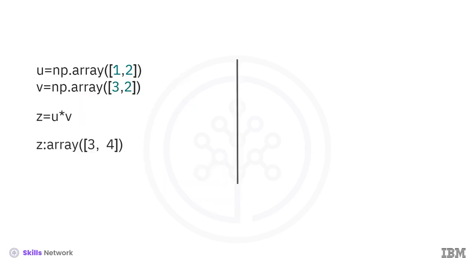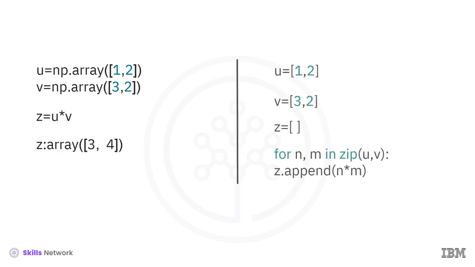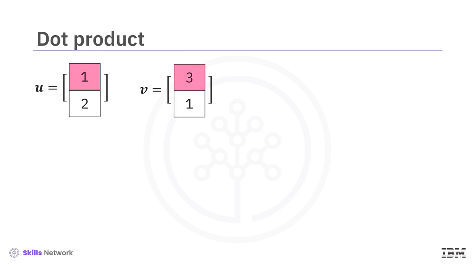We can also perform Hadamard product with 1 line of code in NumPy. It would require multiple lines to perform Hadamard product on 2 lists as shown on the right side of the screen. The dot product is another widely used operation in data science. Consider the vectors u and v. The dot product is a single number given by the following term and represents how similar 2 vectors are.